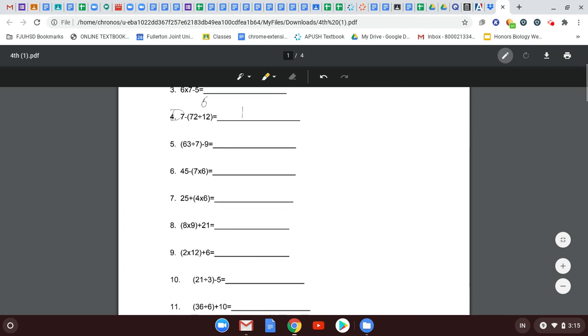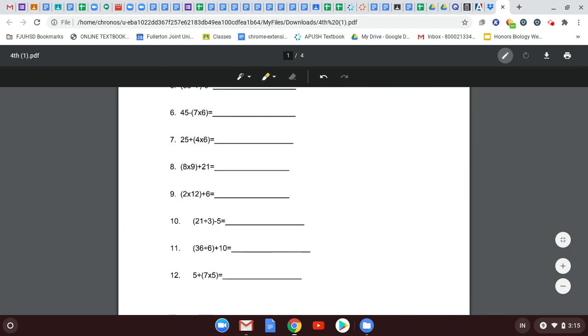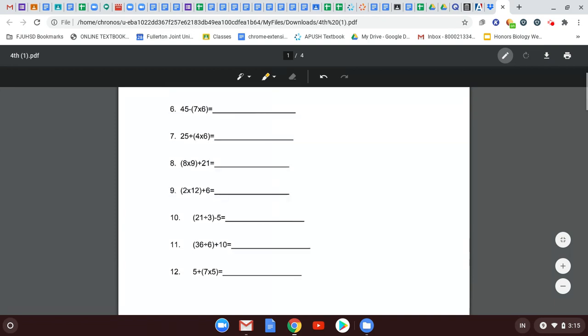And let's do one more, just in case. Let's do number 12. So following the steps again, we're going to do parentheses first, which is 7 times 5, which is 30. And there are no exponents, multiplication, or division. So we go into addition and subtraction. There's an addition problem here, 5 plus 30. 5 plus 30 is 35. Okay, cool.